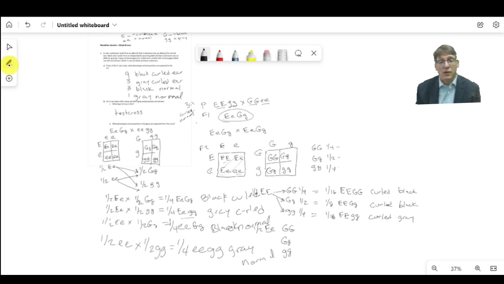And so we could ask any sort of question, like for that last cross, we could ask you, what's the probability of getting a gray curled-eared cat? And you would say it's 1/4, or that you have a 25% chance. Okay. So that's how you solve Mendelian dihybrid crosses.